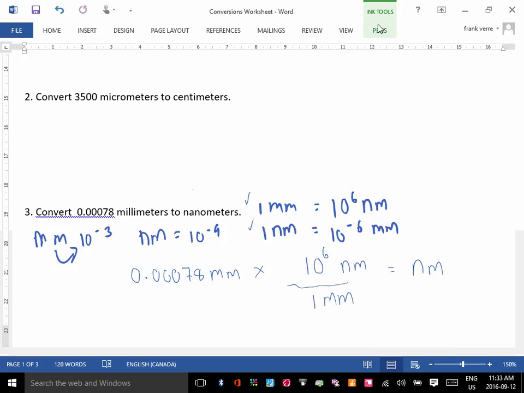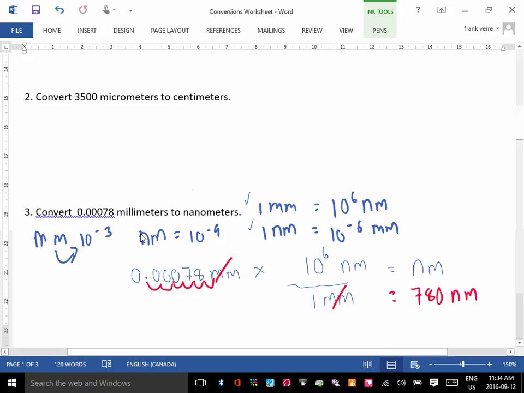So in this case, we cancel out the millimeters, and you're left with 0.00078 times 10 to the 6 nanometers. That's like moving the decimal over how many places? 6? 1, 2, 3, 4, 5, 6. So the answer should be 780 nanometers. Okay? The metric system is quite easy because it goes up by magnitudes of 10, right?